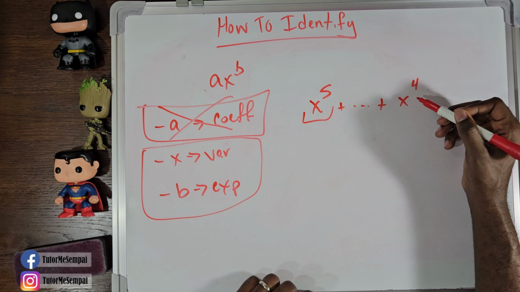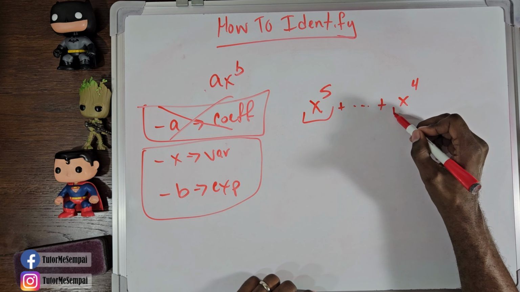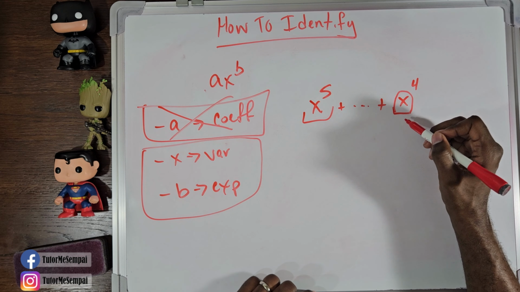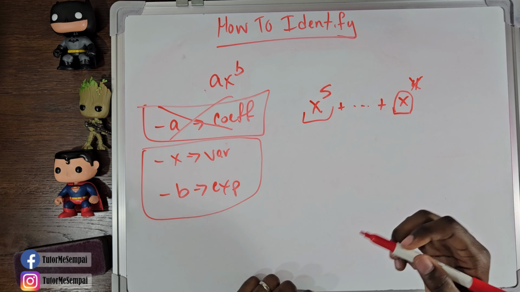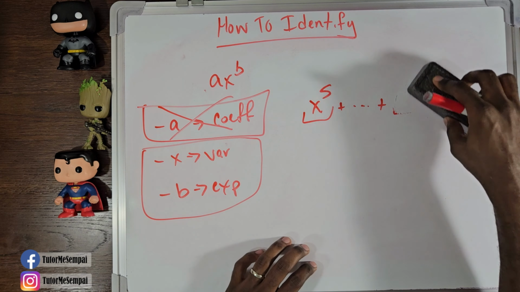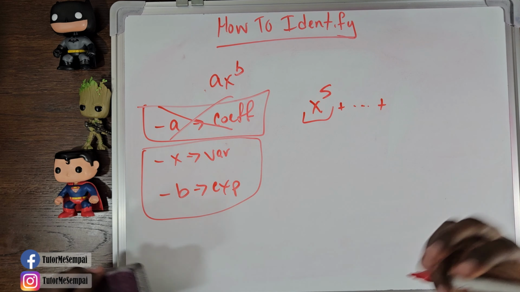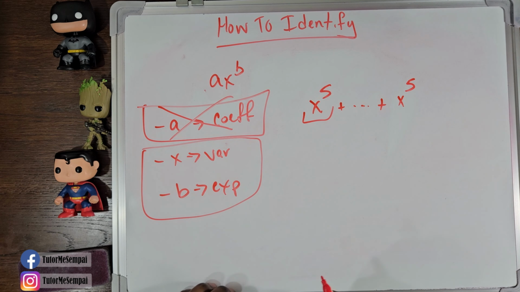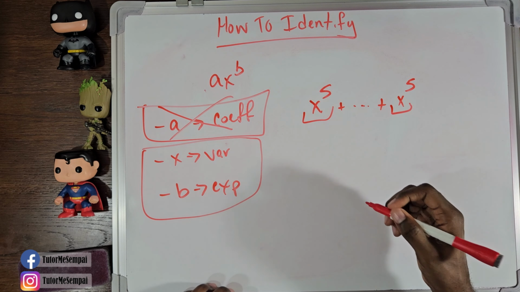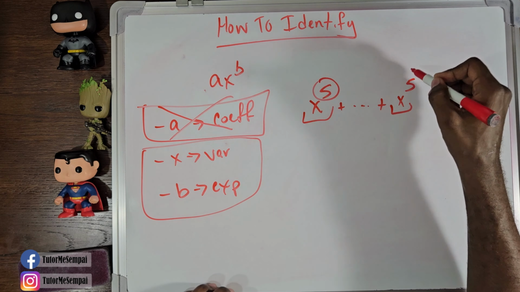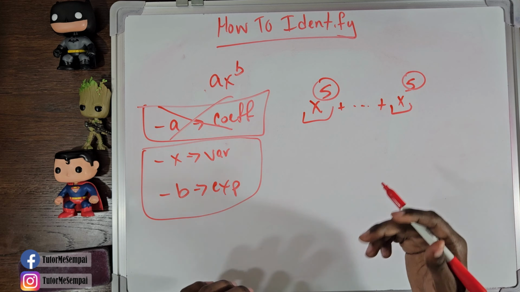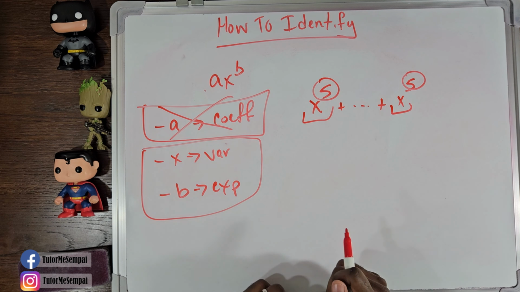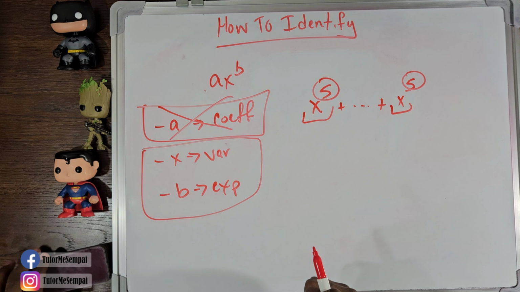Is this a matching pair? No. We may have the variable, but we do not have the exponent. We need a matching pair. So instead of x to the 4th, if we came across another x to the 5th, would this be a matching pair? Yes. Same exact variable, same exact exponent. This is a matching pair. We would call that a like term.